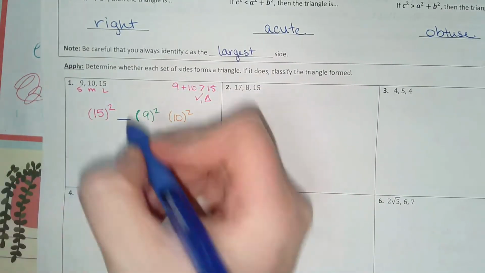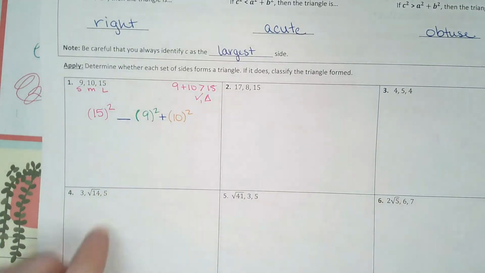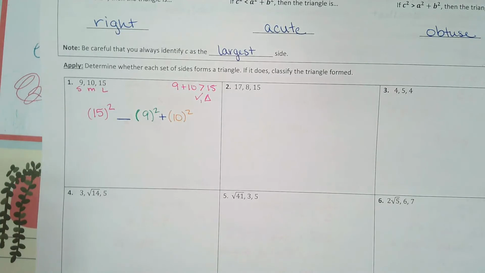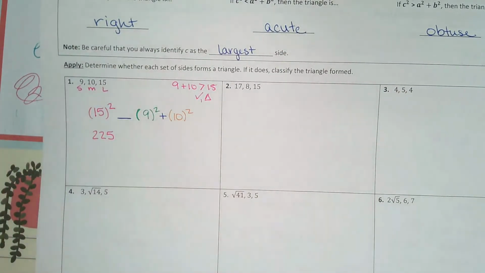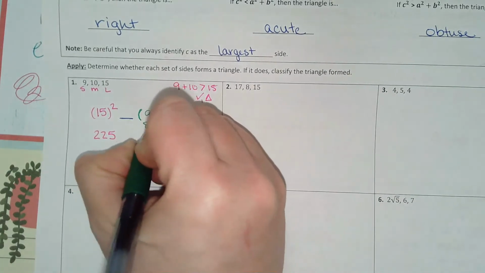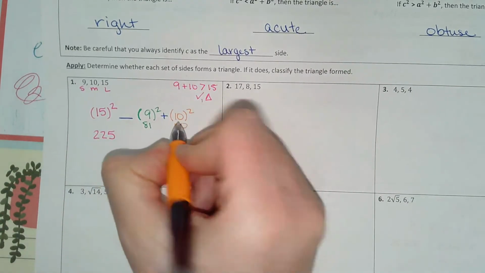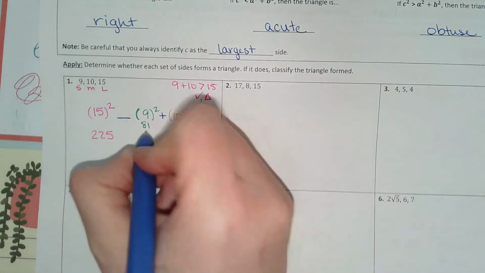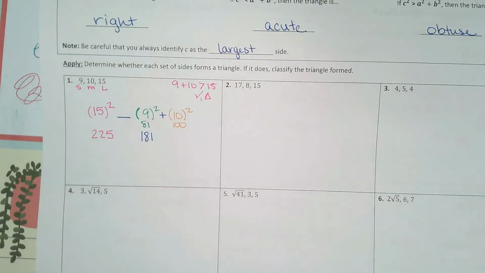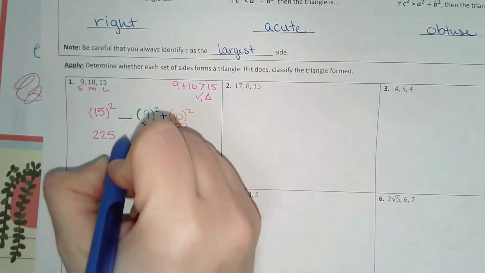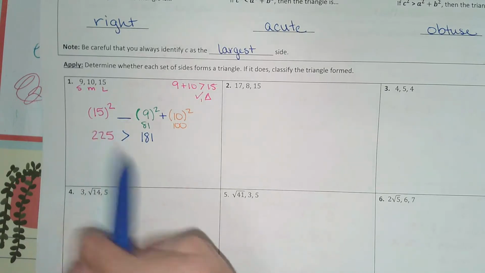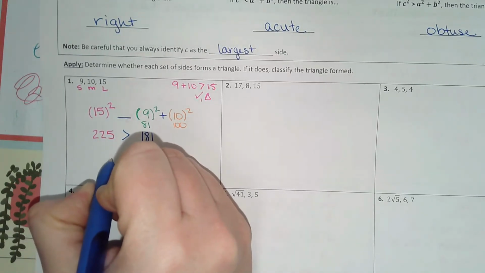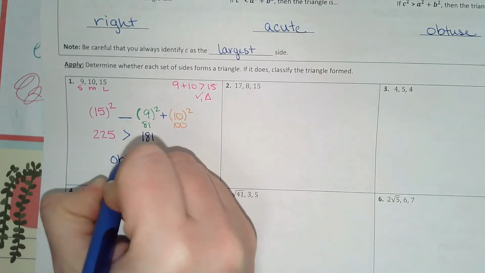So I'm going to add these together, okay? 15 squared on the calculator is 15 times 15, which is 225. So this is 225. And then this is going to be 81, and this is 100, which means when I add these together, this is 181. Who's bigger, or are they equal? So the c squared, or the individual squared, is bigger, so since that is bigger, that means my largest side is opposite an obtuse angle, so I have an obtuse triangle.